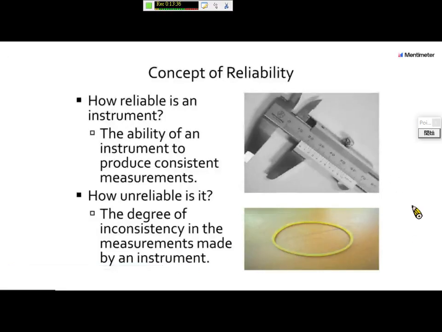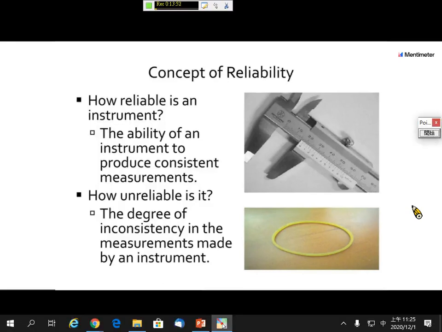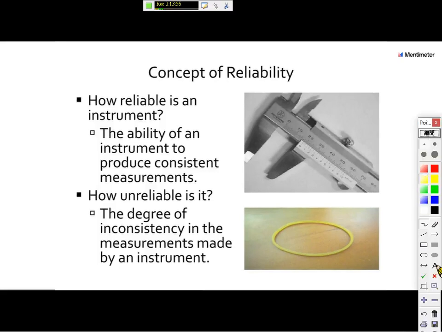Okay, and now let's move on to talk about reliability. Reliability refers to two issues. One is internal precision. The other one is external consistency. So basically, let's look at this one. Reliability, two things. One is internal. So which one is more precise?